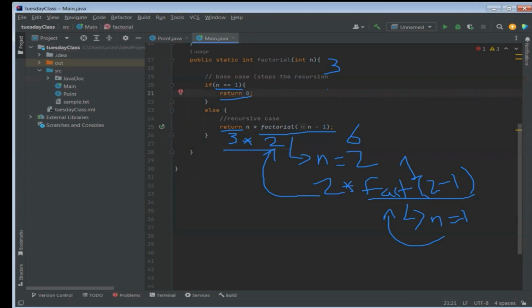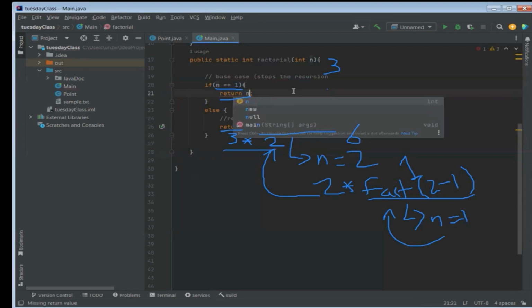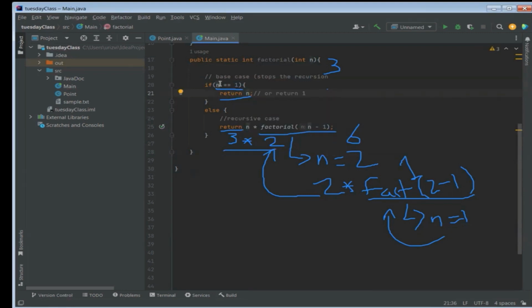So if you have a 0 or you have a 2 here, then when n equals 1, that would actually give you the wrong answer all the way up, because we're going to carry that value all the way up. So when it's 1, we return 1. Or we can just return n, because at that point, n is 1. When n equals 1, n is 1, so we can just return that.